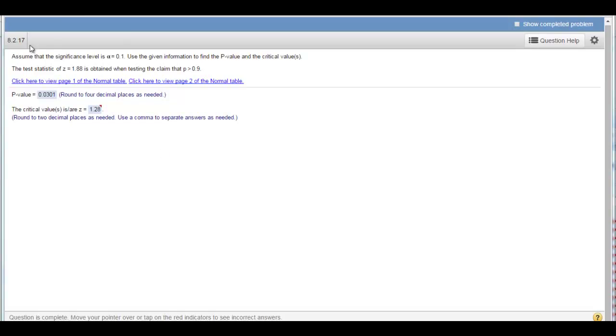This problem tells us to assume that the significance level is alpha equal to 0.1. Use the given information to find the p-value and the critical values. The test statistic of z equal to 1.88 is obtained when testing the claim that p is greater than 0.9. So here's what we need to key in on.